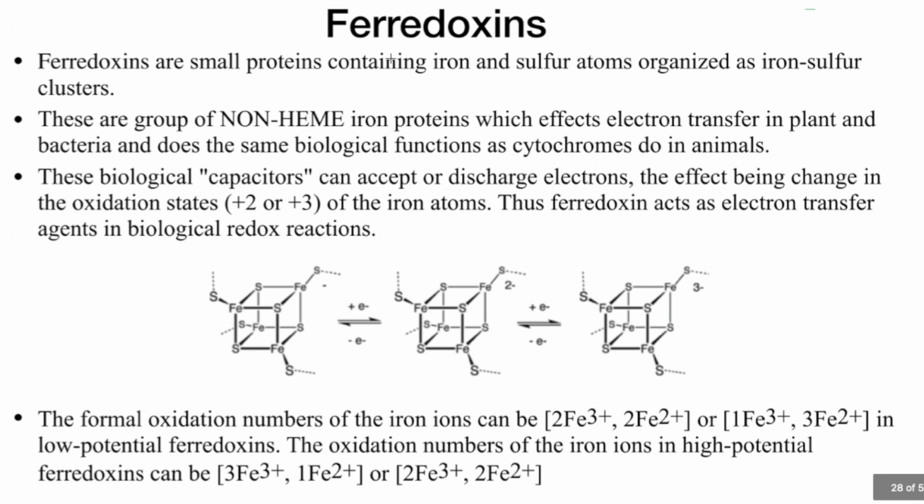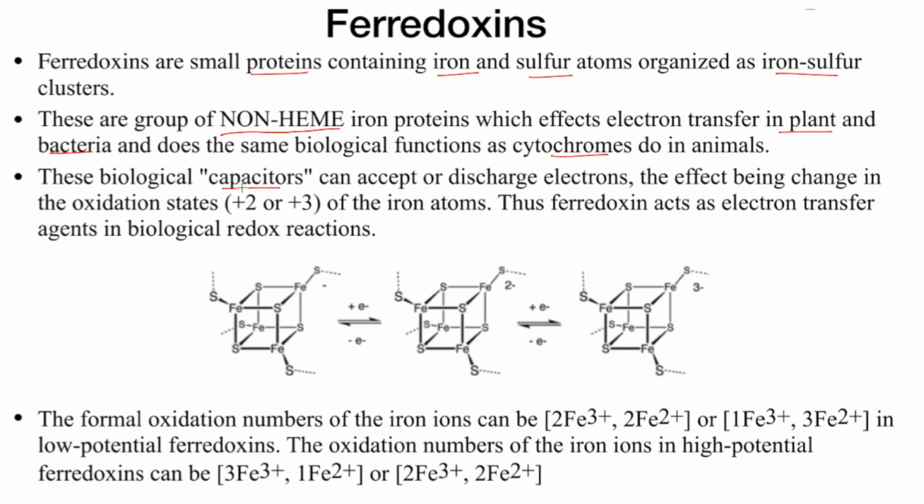Ferredoxins are small proteins that contain iron and sulfur atoms, organized as an iron-sulfur cluster. These groups are non-heme groups. Understand that these do not contain a heme group, and they affect electron transfer in the plant. So they are electron transfer proteins in plants and in some bacteria, and perform the same biological function as cytochrome-c or the cytochromes do in animals. So they are kind of cytochromes for plants and bacteria.